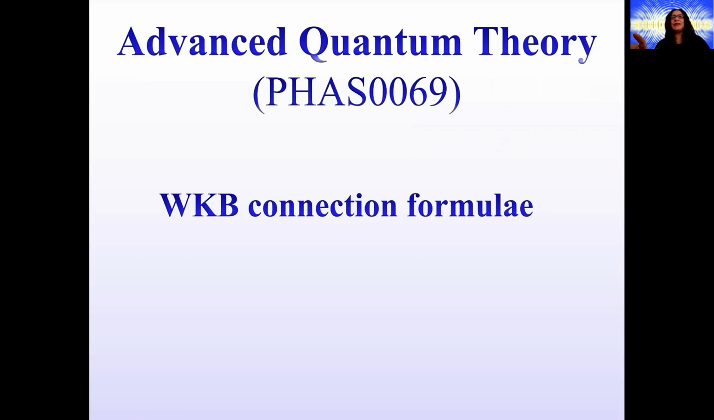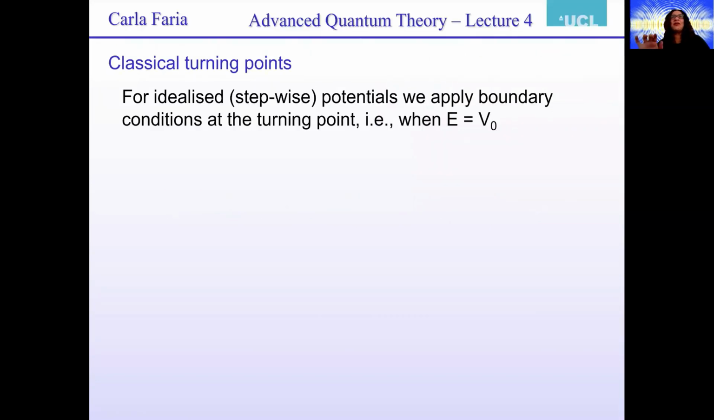So to consider WKB connection formula, we have to see what happens first in the region in which the WKB approximation is not valid, namely the classical turning points. And first, what do we do for idealized stepwise potentials? In idealized stepwise potentials, we apply boundary conditions when E is equal to V naught, when we have that step in your square potential, right?